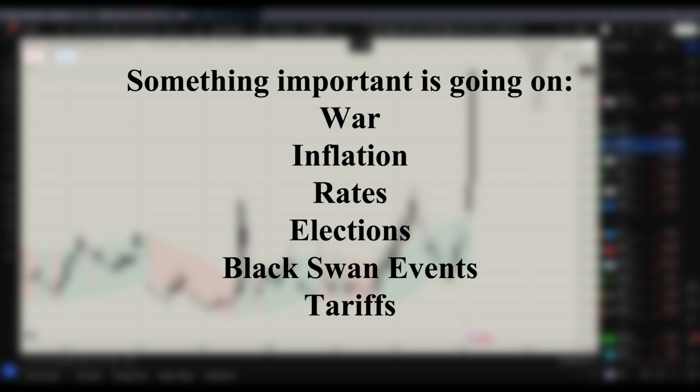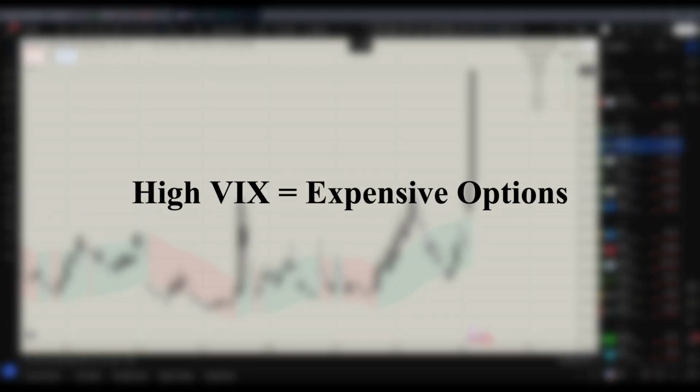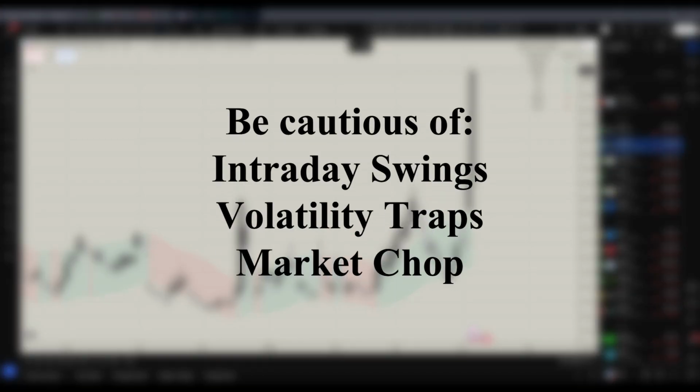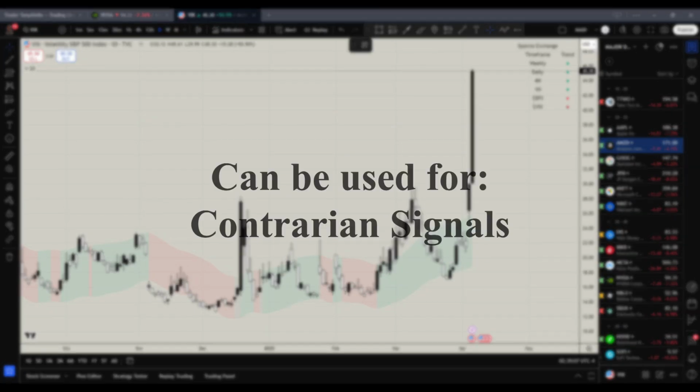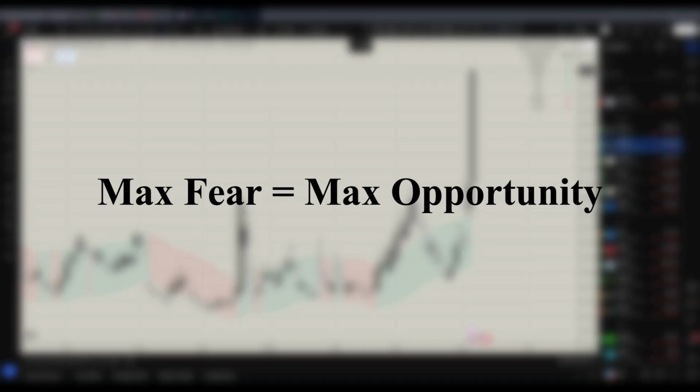Currently, right now, we're looking at trade wars and high tariffs. A high VIX shows that investors are scrambling for protection. Typically, this means big moves are ahead. High VIX equals expensive options. Traders might hedge more, reduce exposure, or go into defensive mode. It often leads to wild intraday swings, volatility traps, and market chop. A lot of people can use this as a contrarian signal. When the VIX is at extremes, some investors view it as a buying opportunity. Max fear often equals max opportunity.